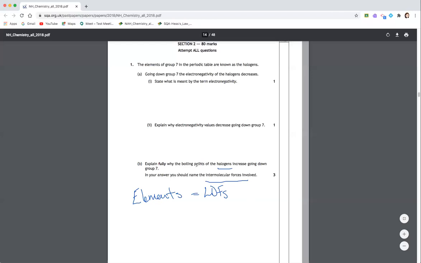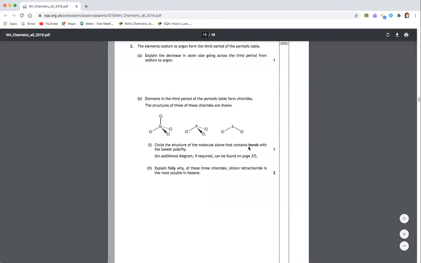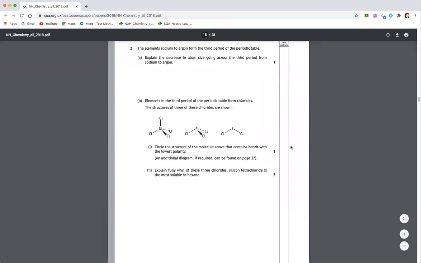So in the answer to this, the boiling points increase going down the group because the London dispersion forces increase due to increasing numbers of electrons. So then, question 2A. Explain the decrease in atom size going across the period. The atomic size decreases across a period because you have an increasing nuclear charge, or you have more protons in the nucleus.